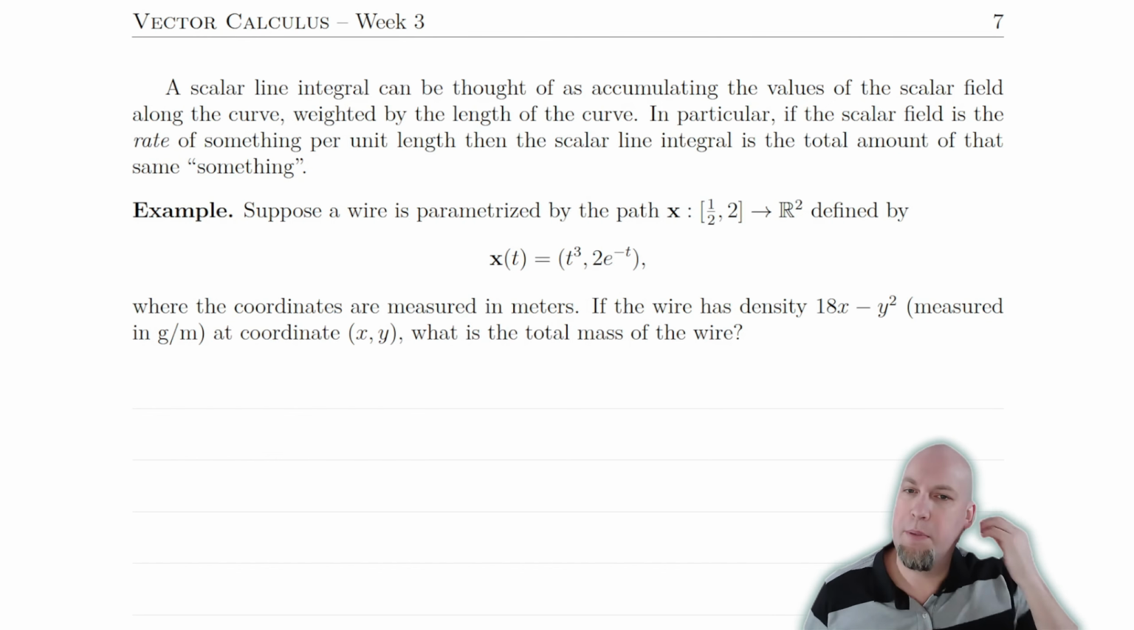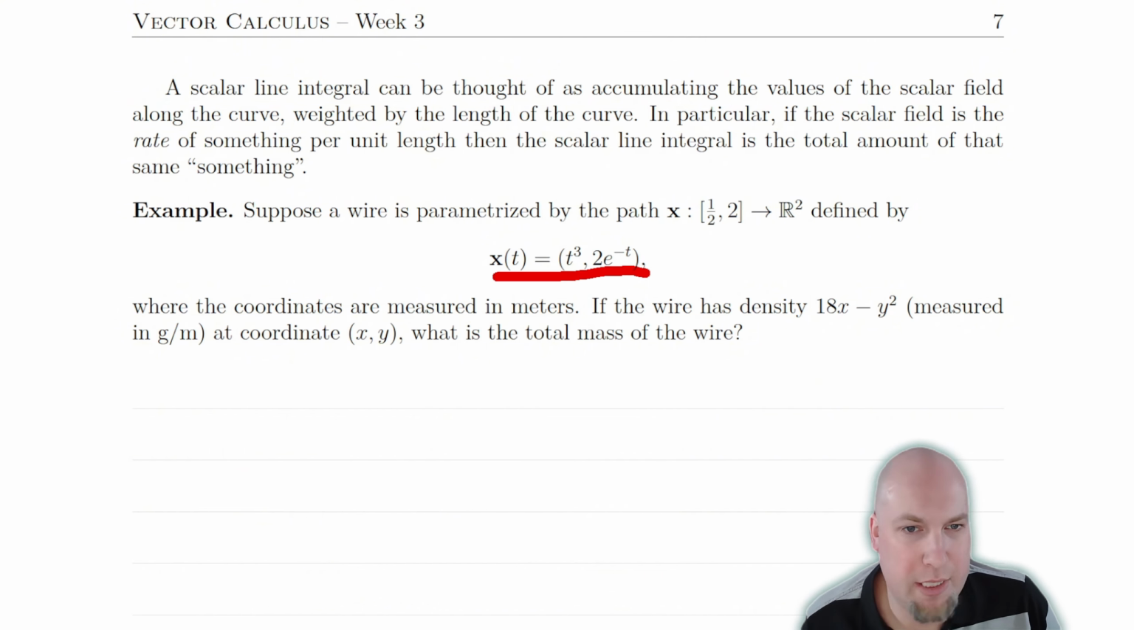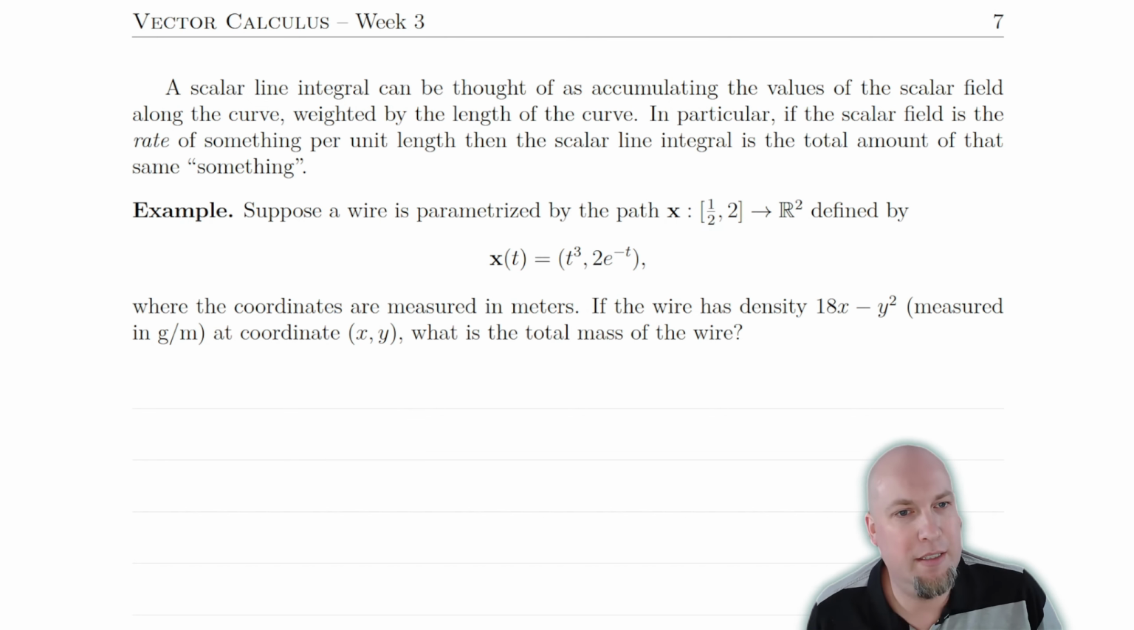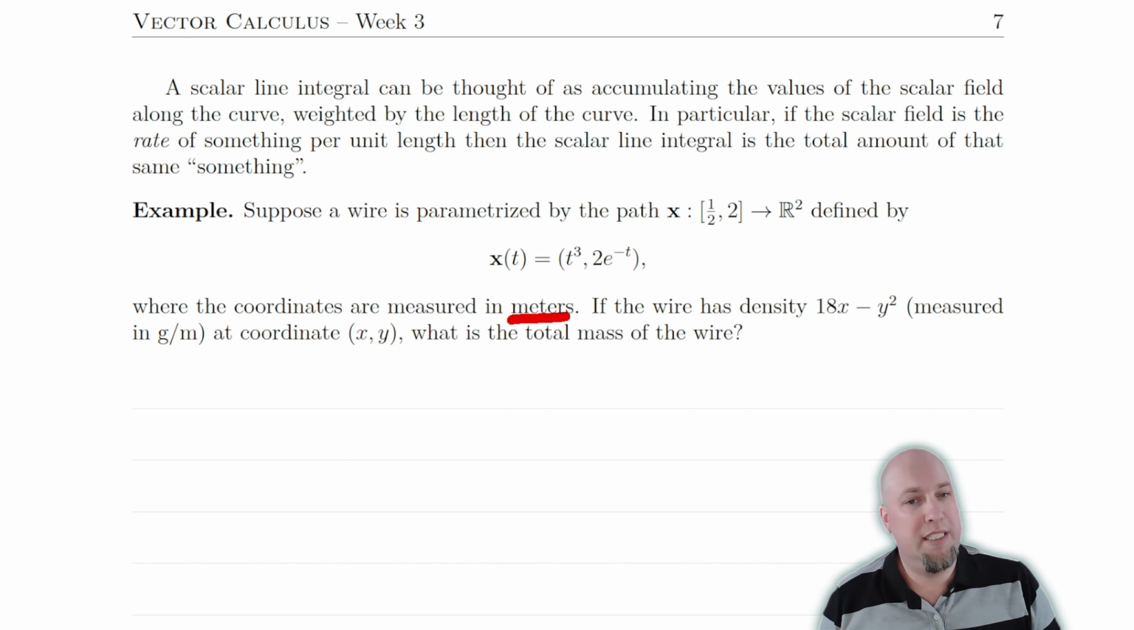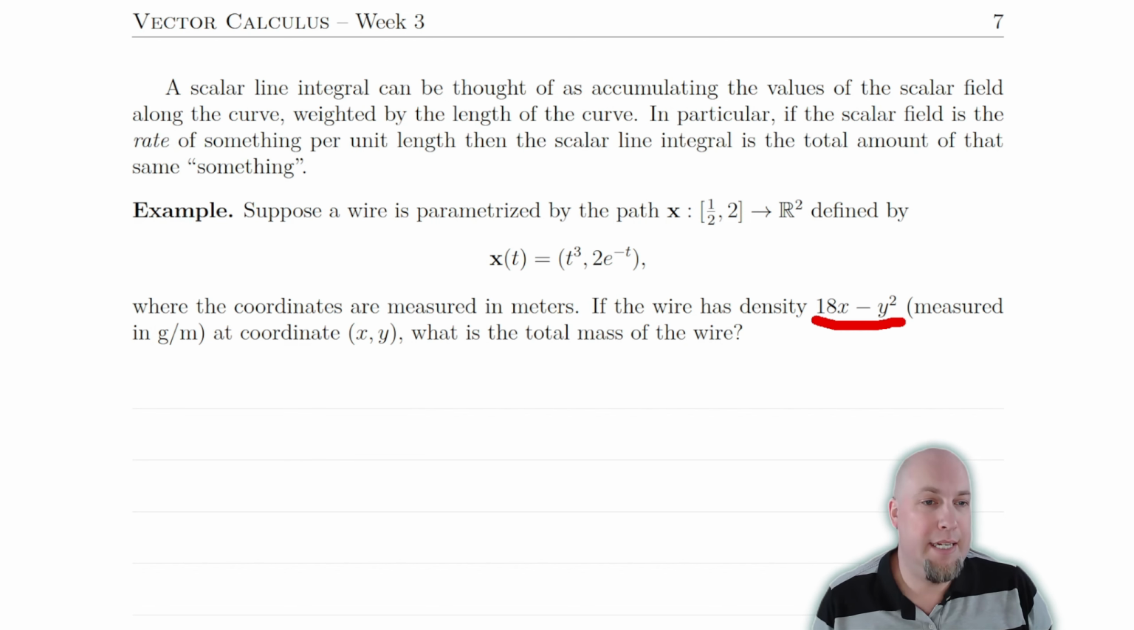Suppose that we've got a wire parameterized by some path. Here t is going from 1/2 to 2. The wire is living in 2-dimensional space, and all distances are measured in meters. If the wire has density 18x minus y squared, measured in grams per meter, what is the total mass of the wire?